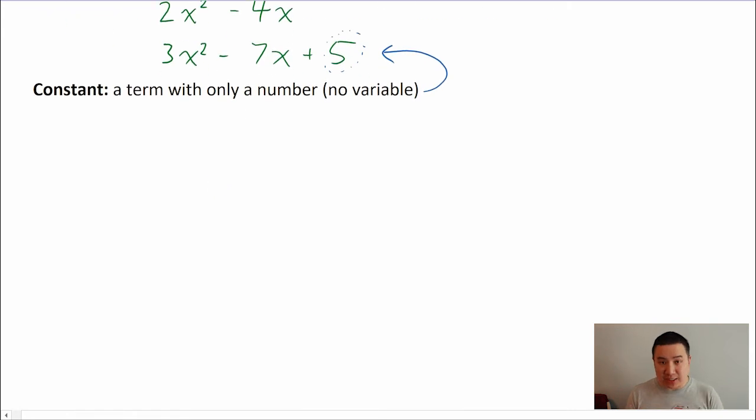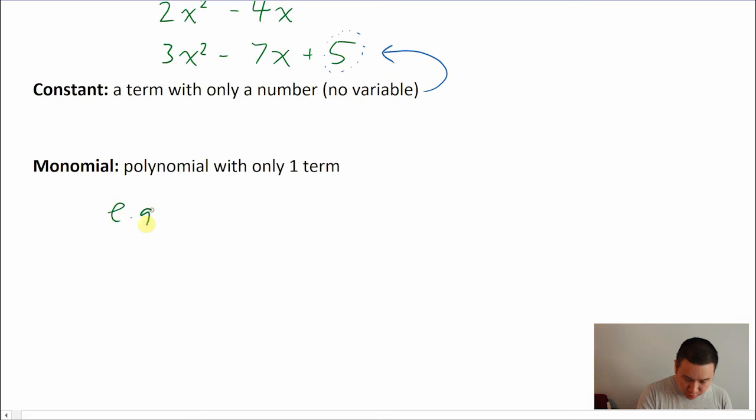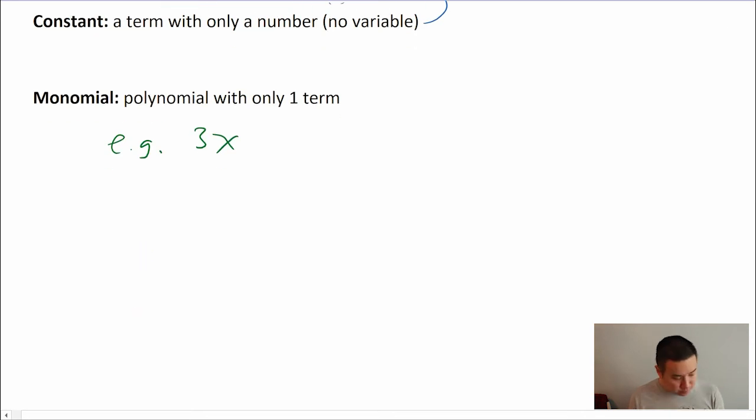Let's get into some more specific types of polynomials. So there are some categories of polynomials. The first one is a monomial. Now when you think monomial, you think of the prefix mono, right? Like monorail, right? What does that mean? One rail. So this is a polynomial that just has one term. And so these single term polynomials, such as 3x. Okay? Single term, it's a polynomial, and it only has one term.